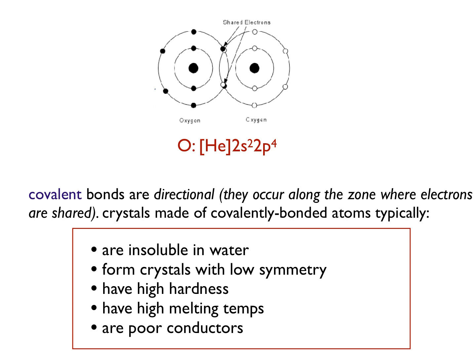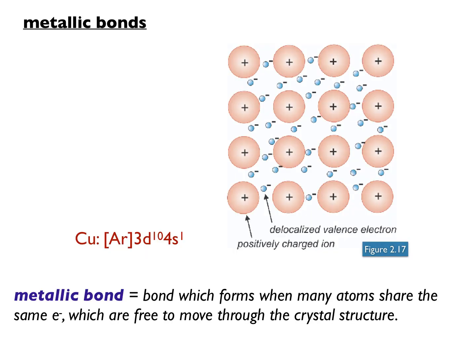Let's move on to discussing now our last valence-related type of bond, and that is metallic bonds. Okay, metallic bonds form when many atoms get very close to one another, and all of those atoms collectively share the same electrons, which are free to move through the crystal structure.